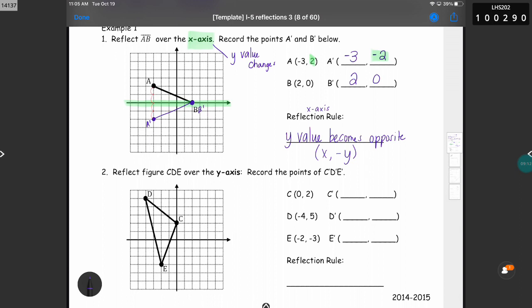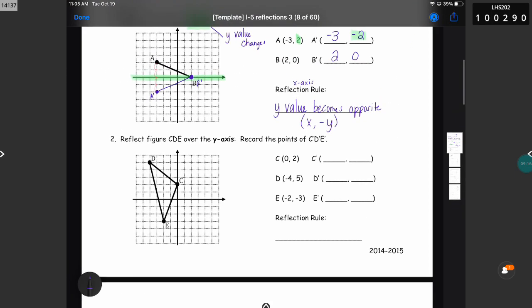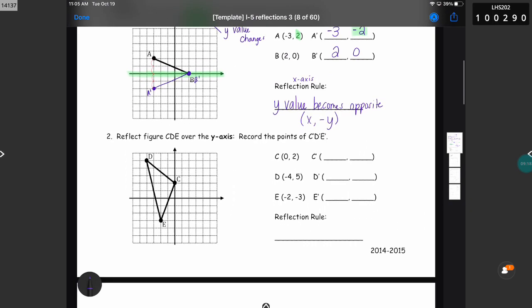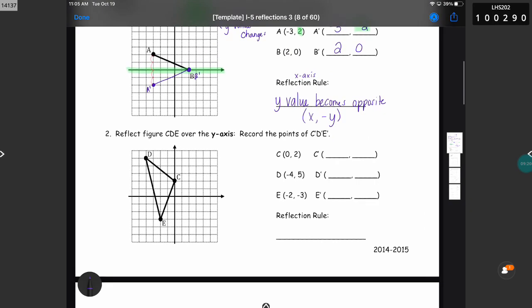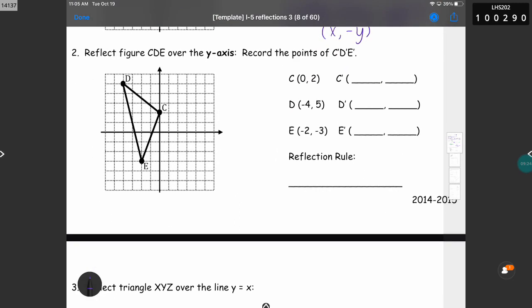Okay, let's look at number 2. Everybody good on number 1 so far? If you're kind of confused, it's okay. Let's do another one and see what happens. Reflect figure CDE over the Y axis. Okay, so I'm going to reflect it over the Y axis.